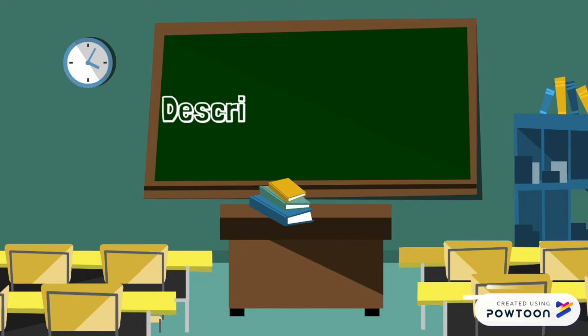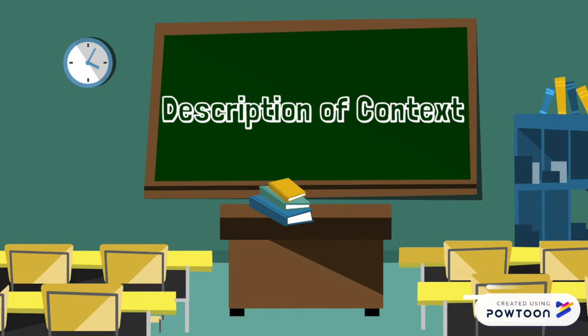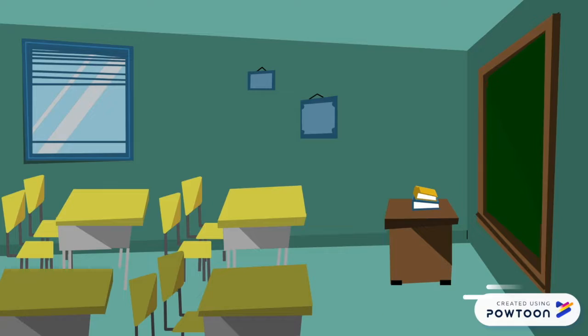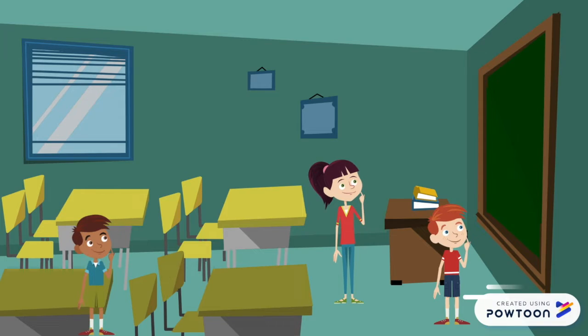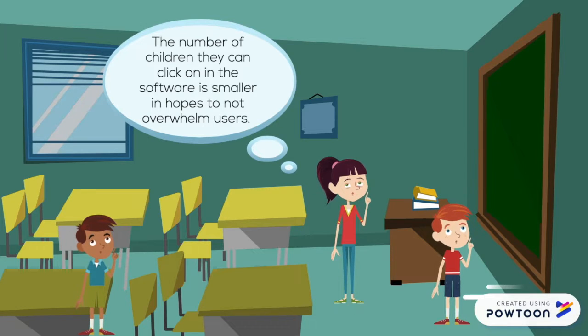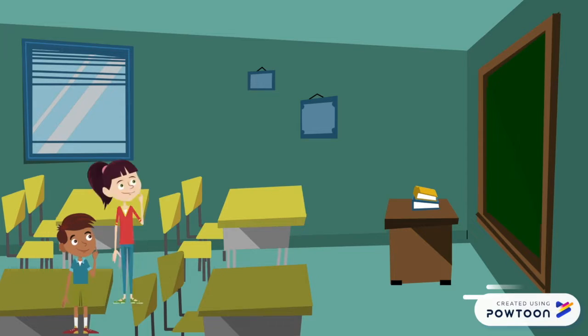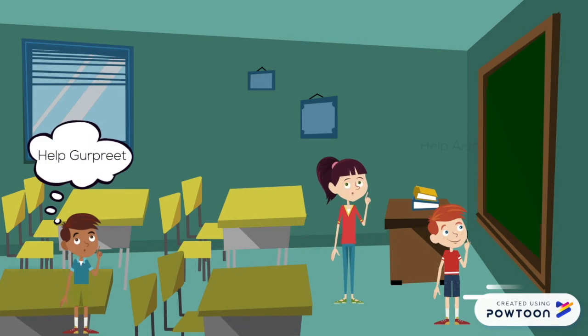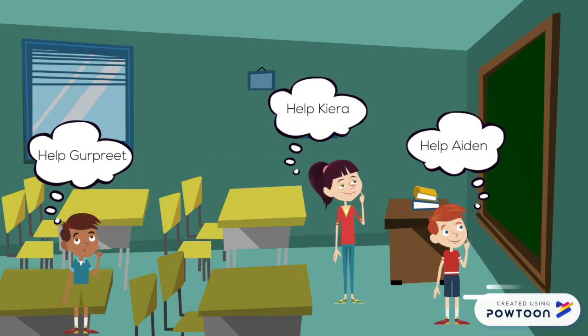Now we will be discussing the description of context with Read with me, ABC. Within Read with me, ABC, viewers will see a classroom with 3 children. The number of children they can click on in the software is smaller in hopes to not overwhelm users. The children of the tool are diverse and reflect the literacy issues in the intended audiences. The user chooses to help a character in the classroom. Each character has a specific problem that they need to work on.